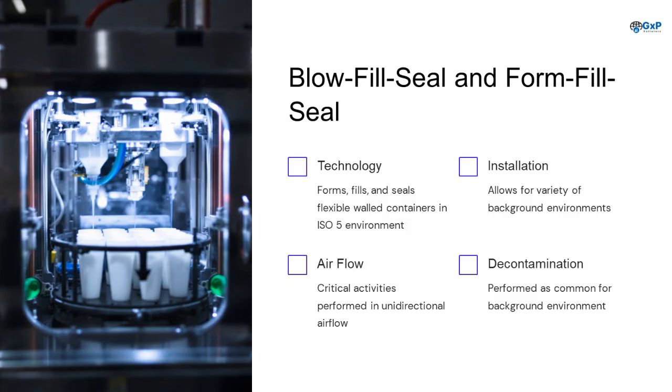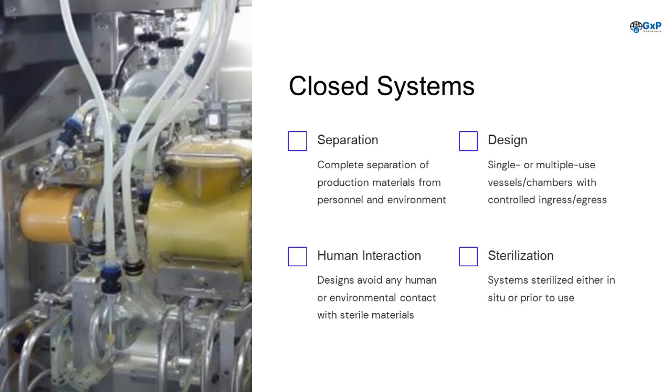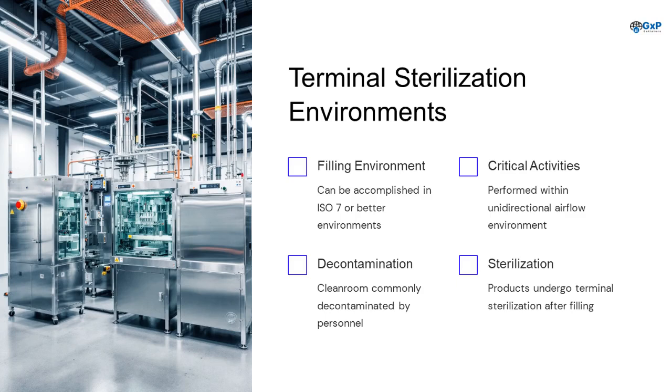Blow-fill-seal and form-fill-seal technologies form, fill, and seal flexible walled containers in ISO 5 environments. These systems are installed for various background environments and perform critical activities in unidirectional airflow. Closed systems ensure complete separation of production materials from personnel and the environment. They are designed to avoid human contact with sterile materials and can be sterilized either in situ or prior to use. Terminal sterilization environments can be accomplished in ISO 7 or better environments.